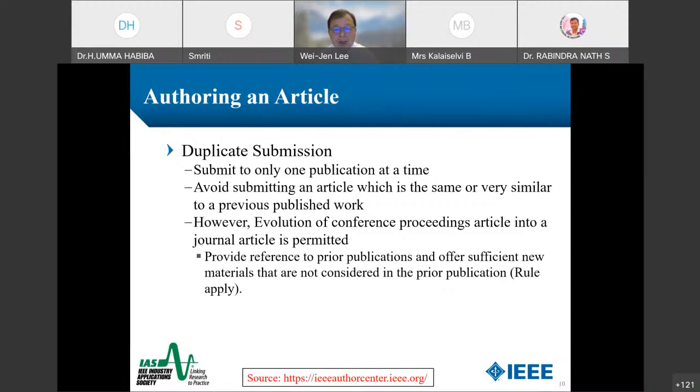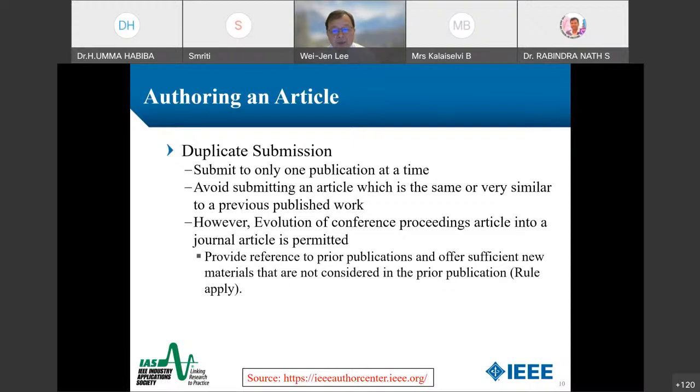You also want to avoid submitting an article which is the same or very similar to previously published work, because in this way, during the plagiarism check, it will be pointed out and then be rejected.